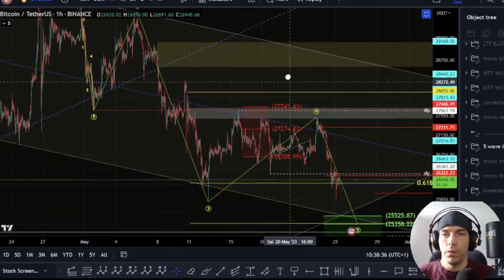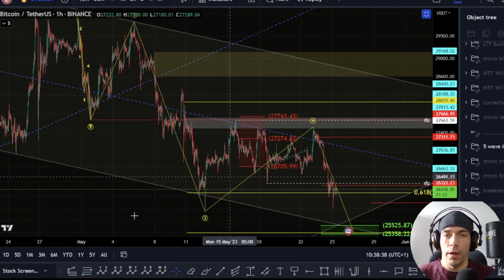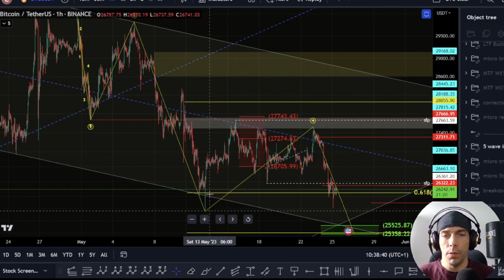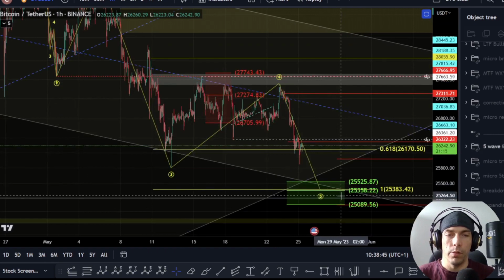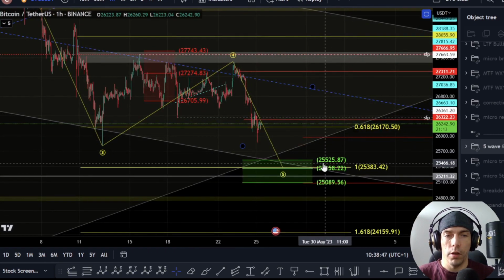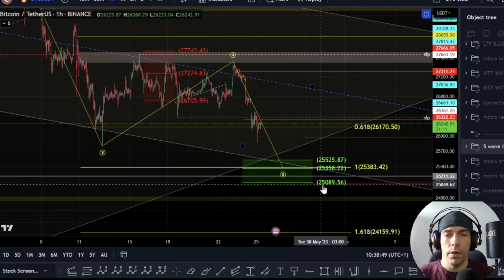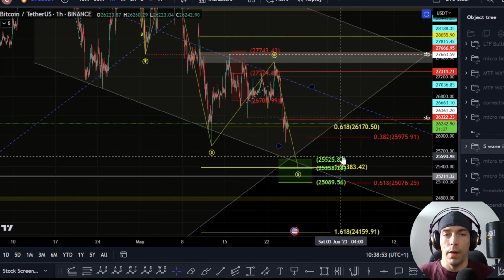Okay, so the first thing I want to talk about here is this idea that we had a fourth wave here. Now, we were talking about the potential of having a triangle within here and actually looking to break down for this fifth wave. So we were looking for this lower range target here of this 25525 to this 25089 as a potential zone for a fifth wave.